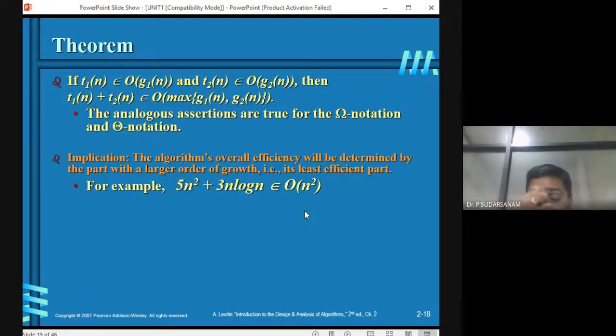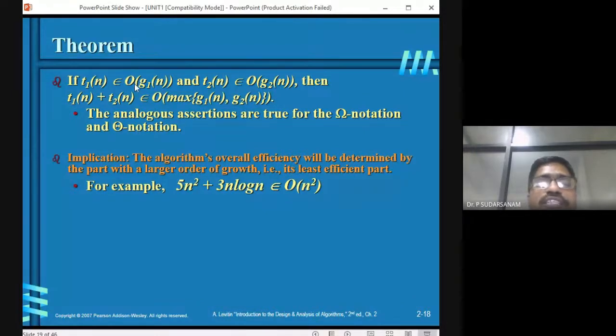If you remember that, this theorem is simple, and you can solve it easily. Now I'll read this question. Tomorrow I'll tell you the proof. If t1 of n belongs to order of g1 of n and t2 of n belongs to order of g2 of n, then t1 of n plus t2 of n belongs to order of maximum of g1 of n, comma, g2 of n.